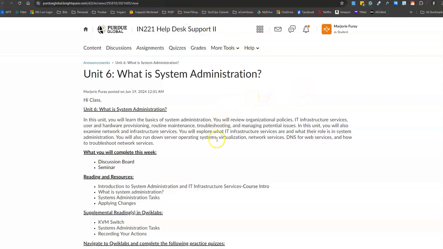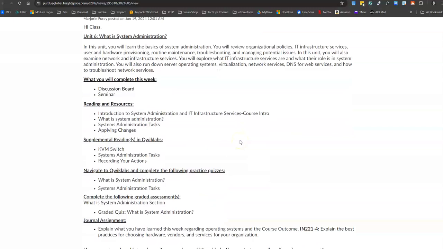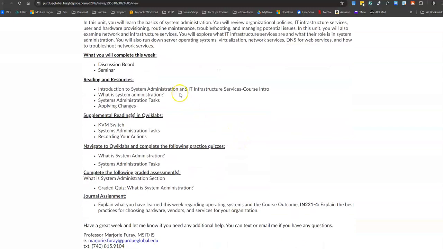What is system administration? What you will complete this week: discussion board and seminar. The reading resources you have are three: Introduction to System Administration, IT Infrastructure Services, Course Intro. And then what is administration? Systems administration tasks, applying changes. You have 3 supplemental readings in Quick Labs as well. The KVM switch, systems administration tasks, recording your actions.